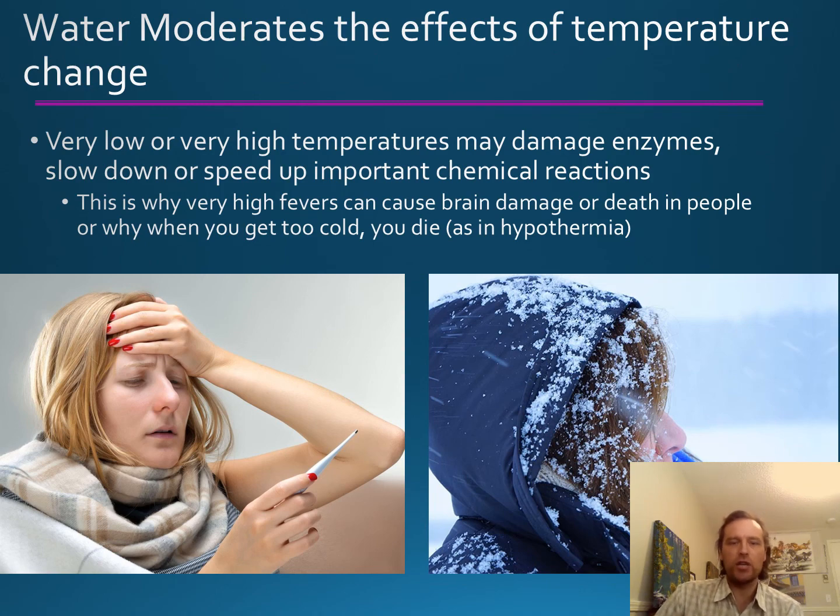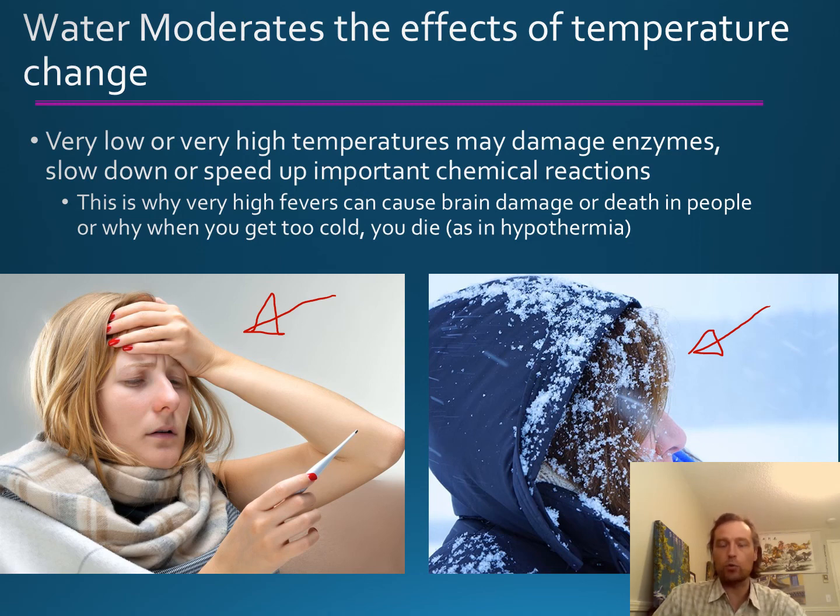Water moderates the effects of temperature change as well. So very low or very high temperatures may damage enzymes. Those are molecules in your cells. They may slow down or also speed up important chemical reactions. For example, if you have a fever, that might speed up reactions, which can be dangerous. And obviously, if you get too cold, in this example, that might slow down reactions. If they slow down enough, you can obviously die from hypothermia. So this is why very high fevers can cause brain damage or even death in people, or why when you get too cold, you can also die.